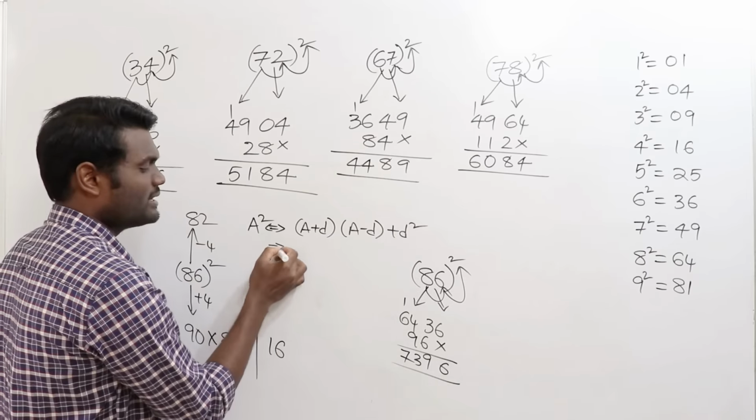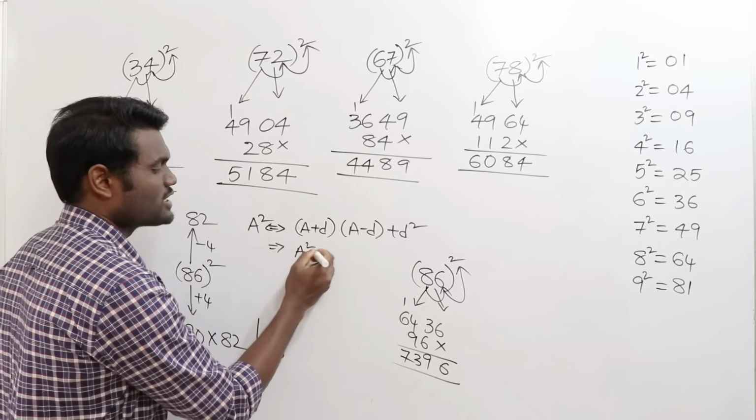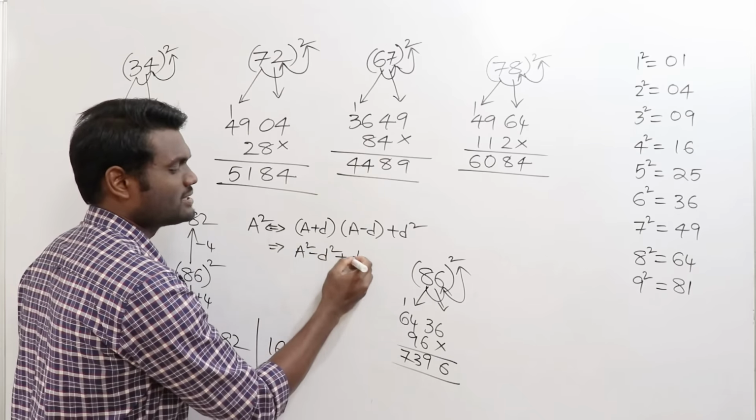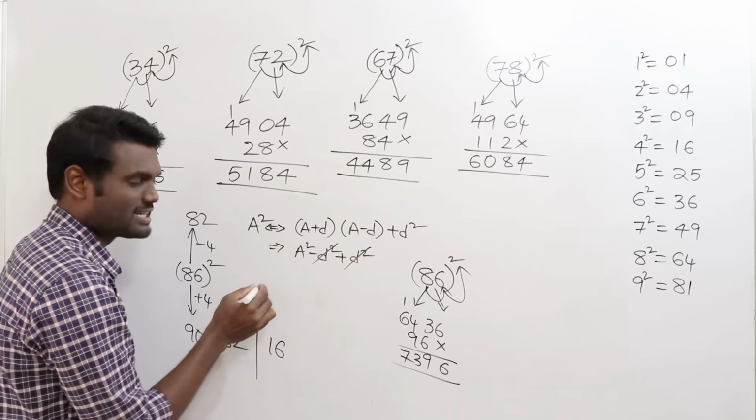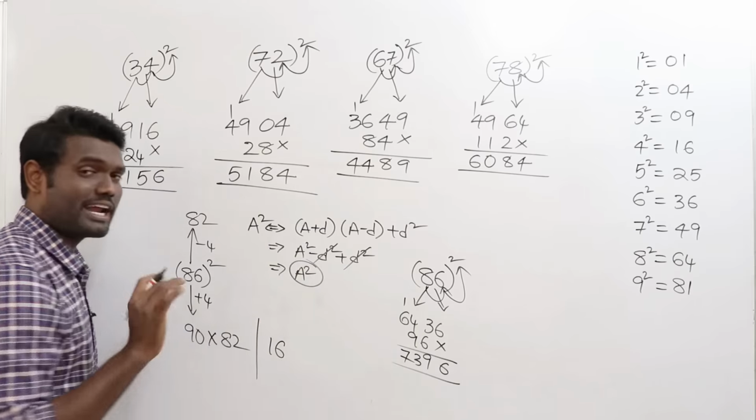Now if you look at this, what happened, this will be (a plus d) into (a minus d), a square minus d square, so a square minus d square plus d square. Now d square gets cancelled. Finally, you are left with a square. So the same technique we are trying to apply here.